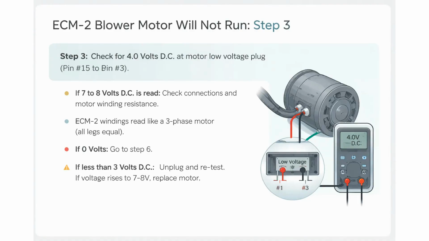In step 3, we are looking for a DC voltage signal. Check for 4.0 volts DC between pin 15 and pin 3 on the low voltage plug. If you read 7 to 8 volts DC, the board is sending the signal, so you should check the motor winding resistance. Remember, ECM2 windings test just like a three-phase motor. All three legs should have the exact same resistance. If you read 0 volts, or a low voltage that jumps back up to 7 or 8 volts when you unplug the harness, the motor module itself is likely dragging the voltage down and needs replacement.